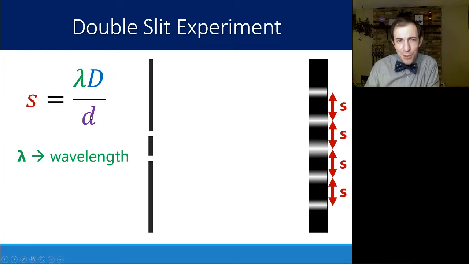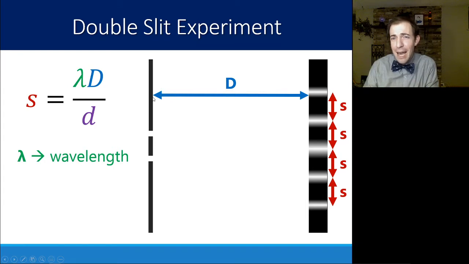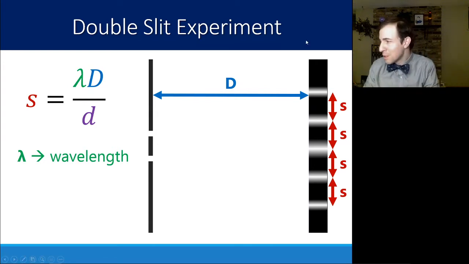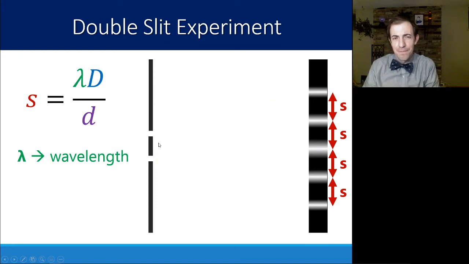Then we have the two different distance measurements. Well, big D, capital D, is the distance between the slits and the screen on which these fringes occur. And then little d is the spacing of those slits. So how far apart the slits are from each other.